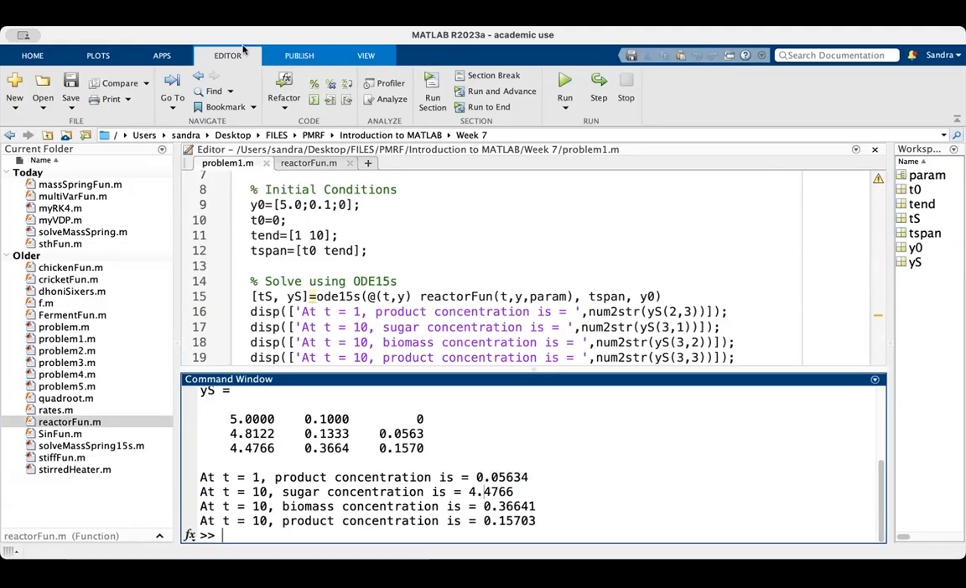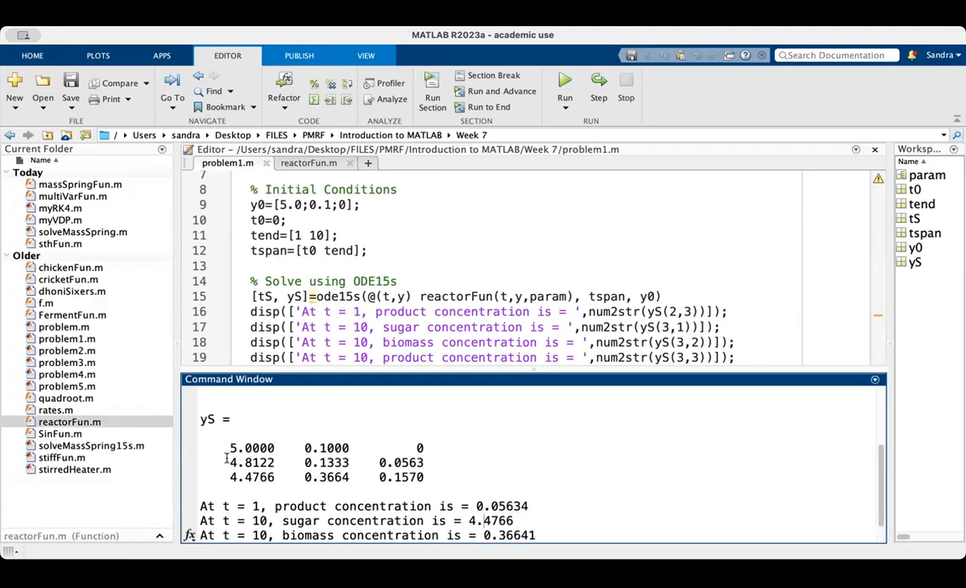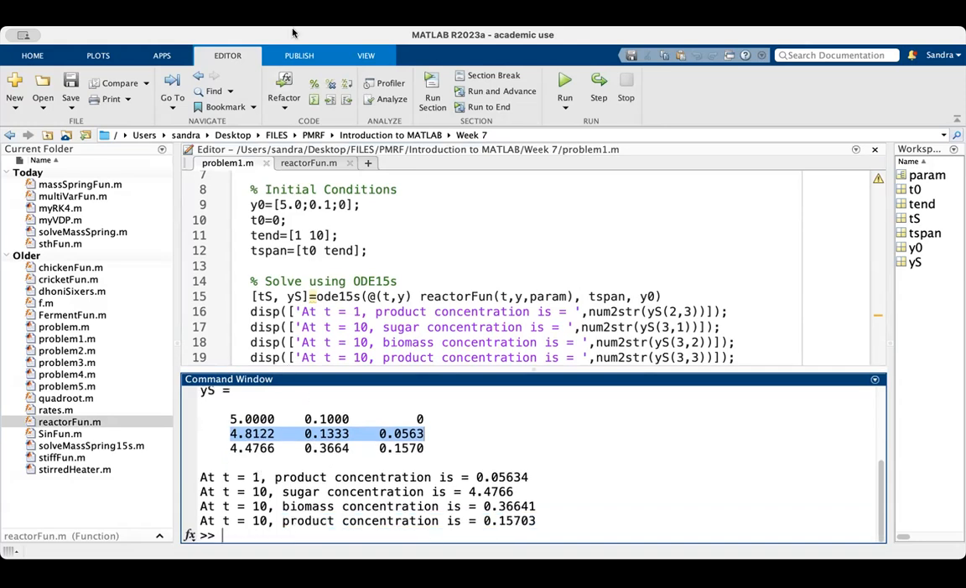Few people have given me the answers. At t equal to 1, which is basically this one, you will be getting 4.8122, 0.133, and 0.0563. Yes, all your answers are right. And for t equal to 10, you will be getting 4.4766, 0.3664, and 0.1570. Very good. I want everybody to solve answers like this. So let us move on to the second question.